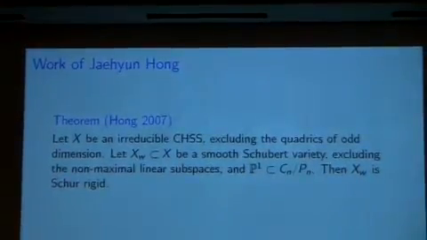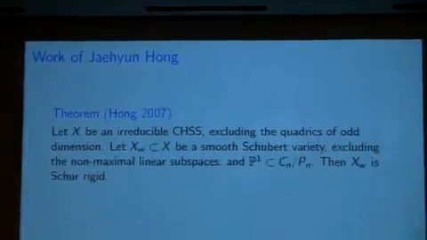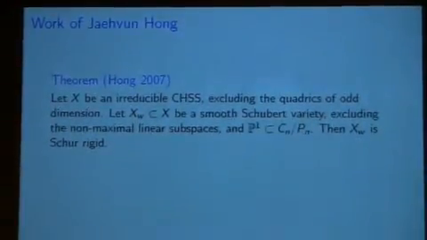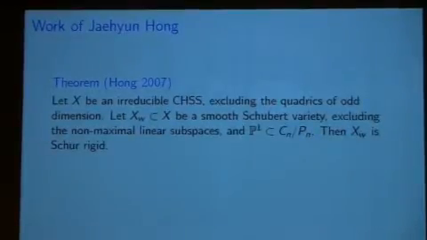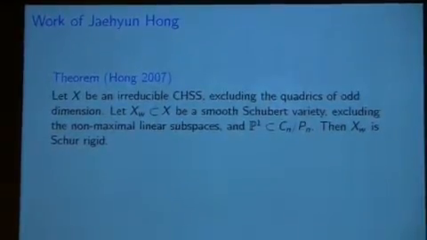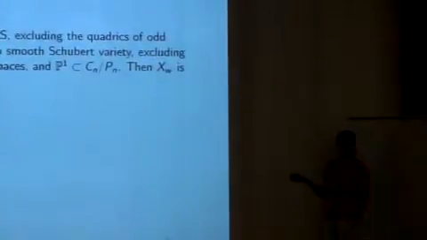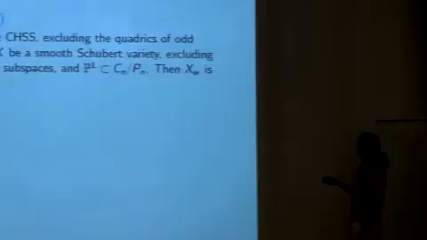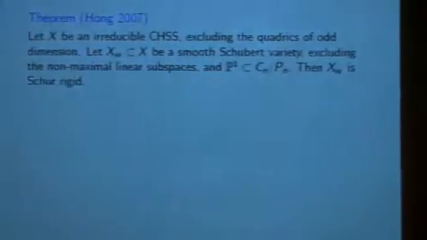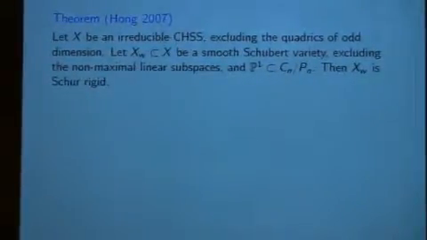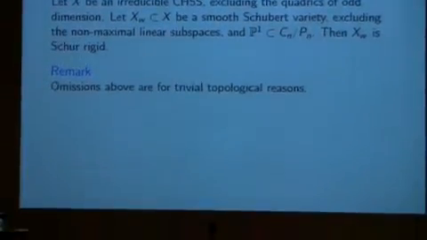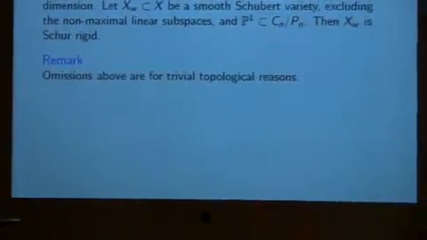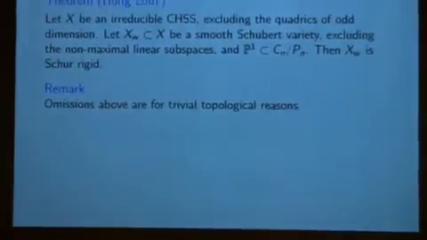So this is really looking at the Schur rigidity question. When does there exist another variety whose homology class is an integral multiple of the Schubert variety? Okay. And with exceptions that are ruled out for those trivial topological reasons I mentioned before, she showed that all of the smooth Schubert varieties are Schur rigid in the compact Hermitian symmetric spaces. And as I mentioned, the omissions are for topological reasons.